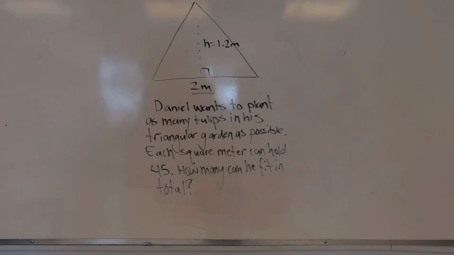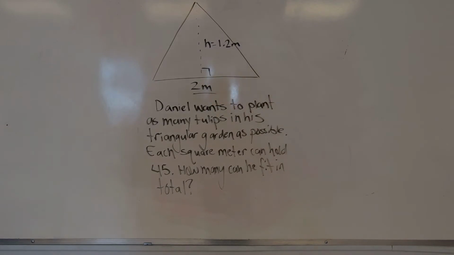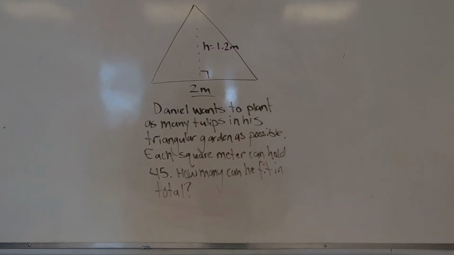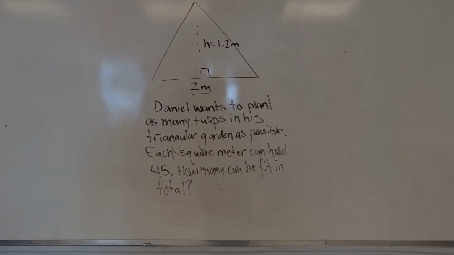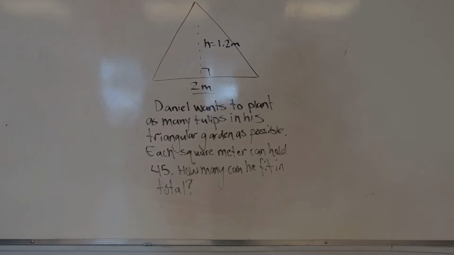The first one is number 10 in your worksheet. This is pretty much a copy of it. I've just changed the numbers, so you still have to do the work. And then there's one other one I want to go over. If you're still confused about area of a triangle, please go back to my previous video to help you with that. Now, the word problem today is right here.